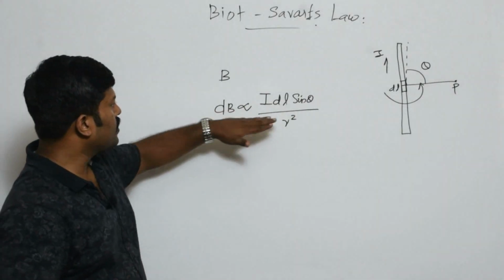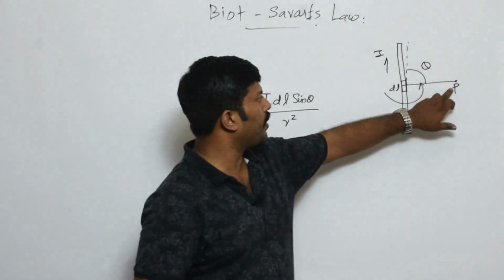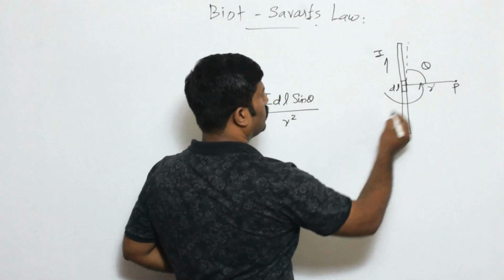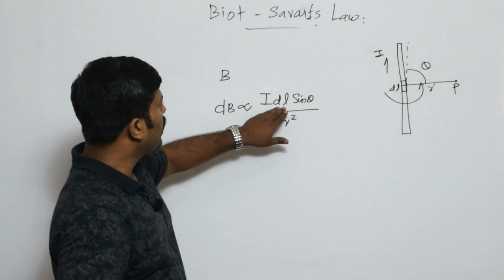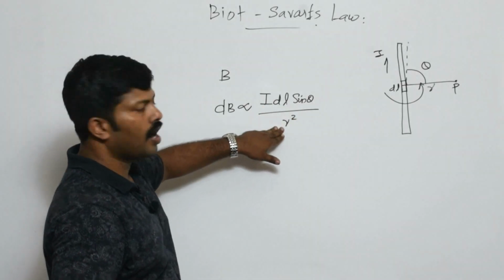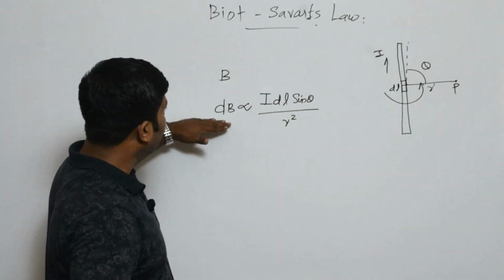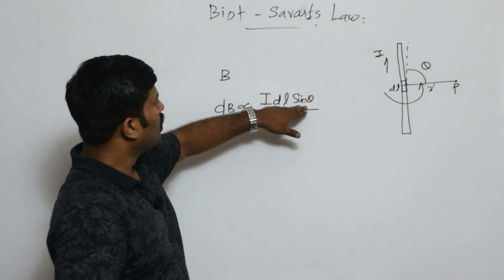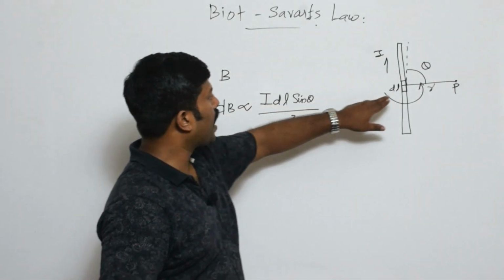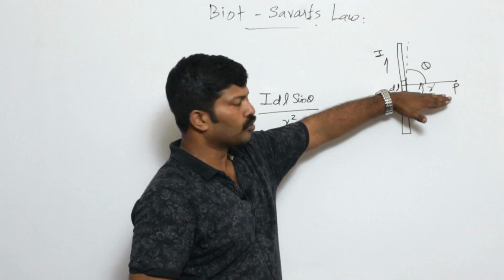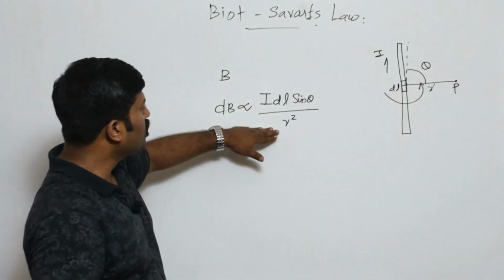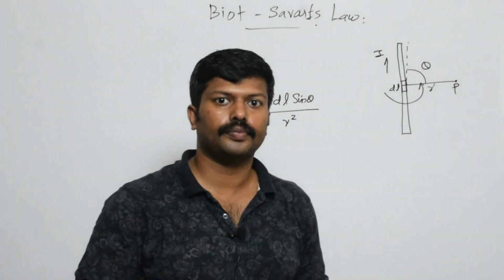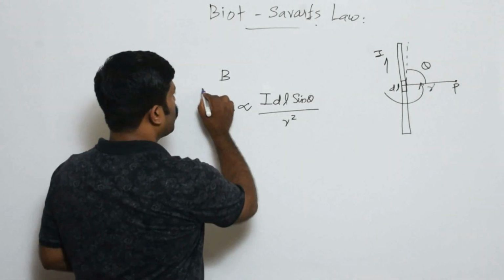If that is the case, then the magnetic field at this point P can be calculated using this formula, and this distance is called r. So B is proportional to I dl sine theta divided by r square. The magnetic field is directly proportional to the current and the angle between the current element and the position vector, and inversely proportional to the distance between the current element and the point which we are considering. And this is called Biot-Savart's law.